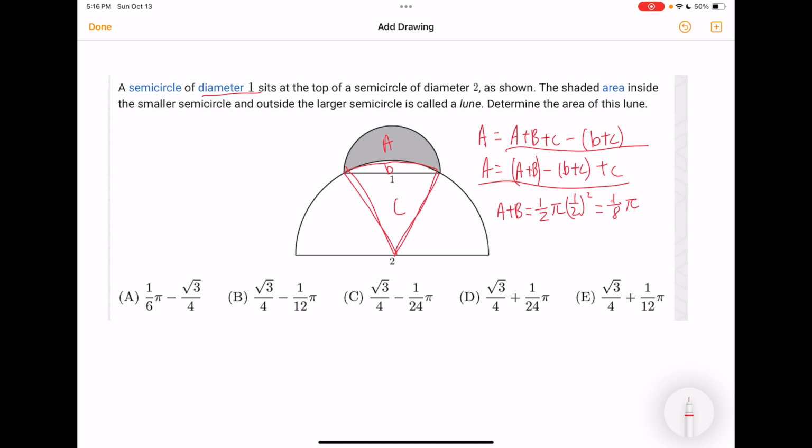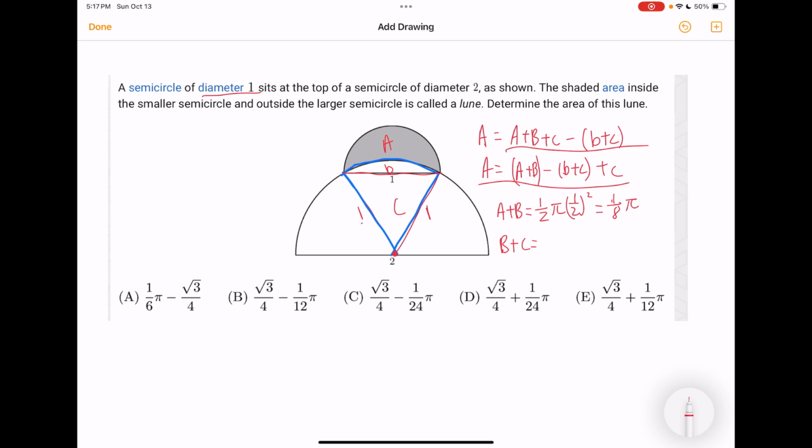And then we're trying to figure out B plus C. So this part is what we're trying to figure out right now. Well, as we see here, we know that this is the center. We drew it from the center, right? And so these are all radii. So those are all 1. And we know that this line right here is 1 because that's the diameter of the smaller semicircle.